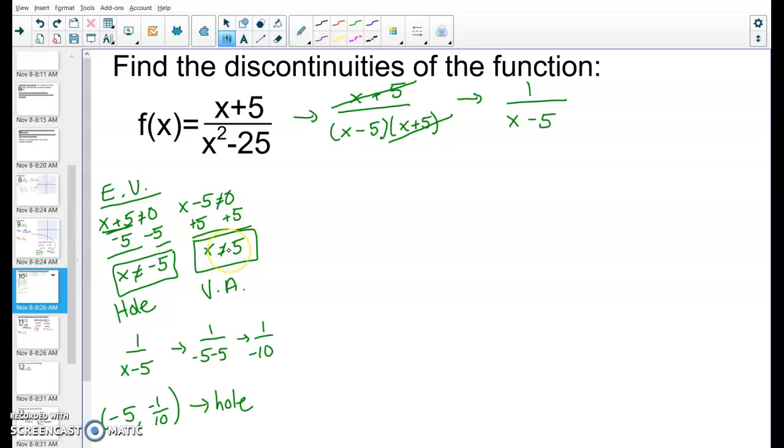And then x can't equal 5, that's a vertical asymptote. So there is going to be a vertical asymptote at x equals 5. Your vertical asymptote is always going to be a line, and it's going to be x equals whatever that line is, okay, because that's going to be an imaginary line that your graph cannot cross.